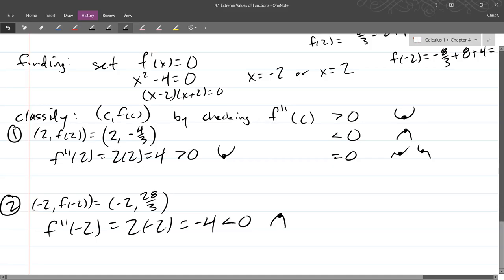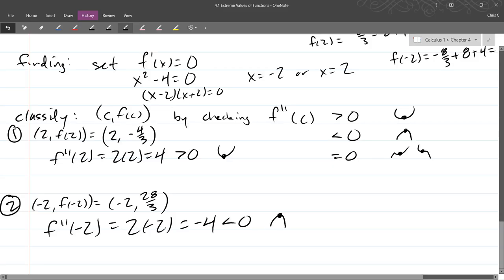Classifying, make sure you put the x value into f double prime. Don't put the y value in. That won't make any sense. So the second derivative was positive, greater than zero. So that means your function is happy. So concave up, happy function. Negative two, plug that in. It was two times negative two, negative four, less than zero, frowny face.